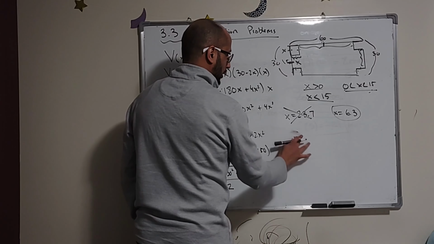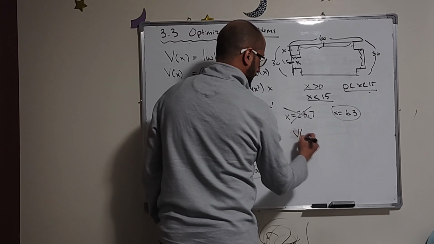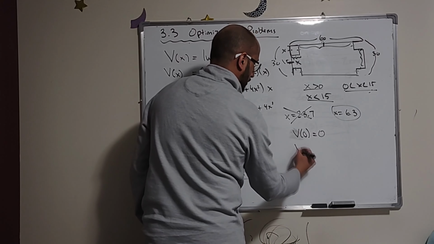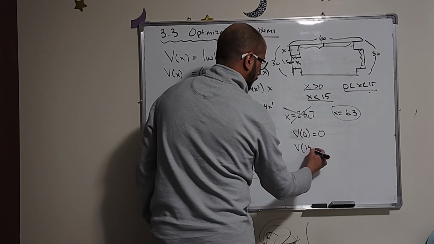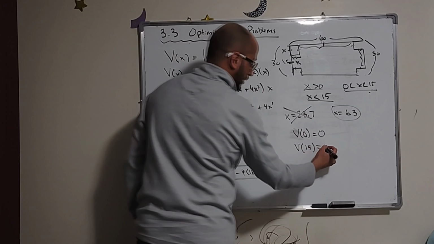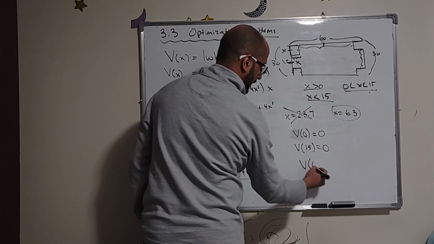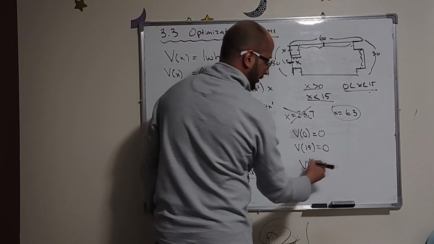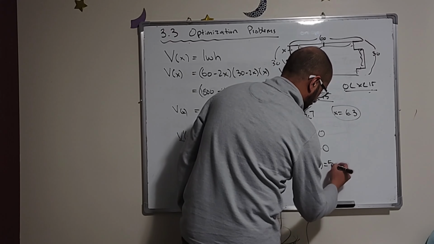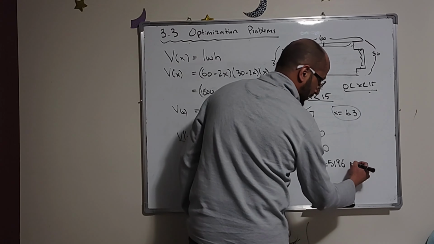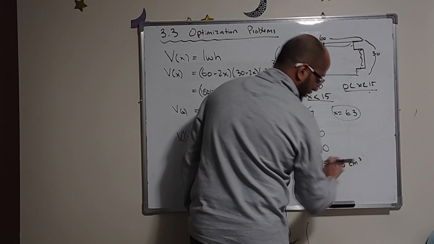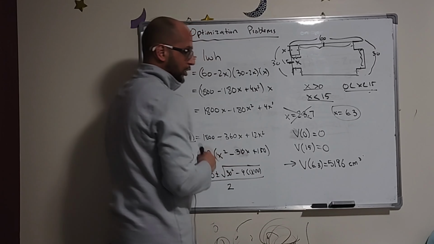So we're going to check the volume at 0. Volume at 0 would be 0. The volume at 15, if you put 15 into here, that would be 0. And the volume at 6.3 is going to give us 5,196 centimeters cubed. That is your largest volume.